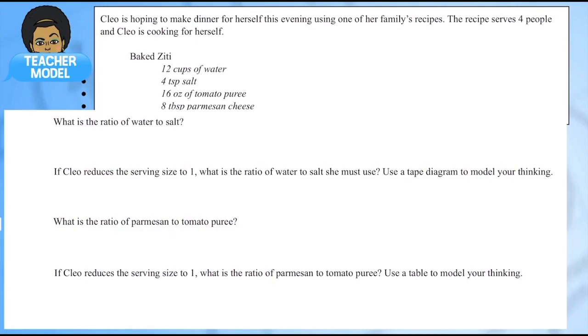Today's model has a recipe for baked ziti. Let's jump right in as we continue to explore part to part and part to whole word problems using ratios.